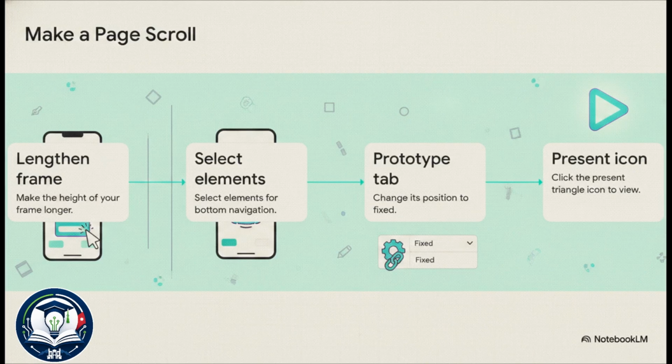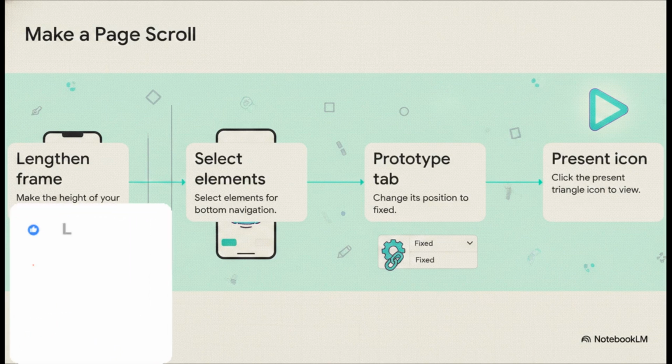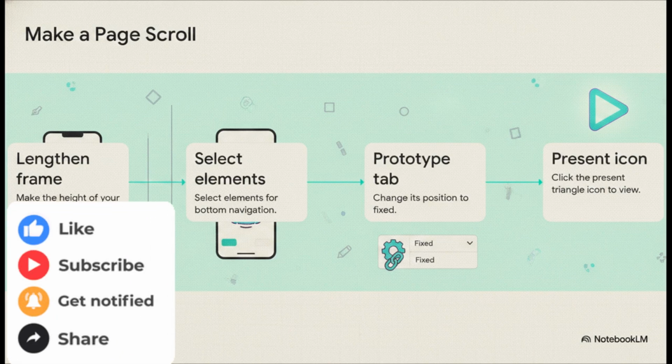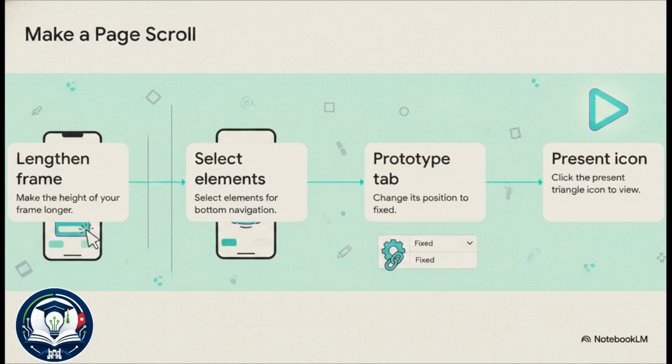First, simply make the height of your frame longer so there's actually content to scroll through. Next, grab those elements you want to stick to the screen, like your bottom nav. With those selected, look up to the top right of your screen and open the Prototype tab. You'll see an option for position. You're going to want to change that to fixed. Once you've done that, all you have to do is click the Present Triangle icon, which is also up there in the top right corner. Boom! You can now scroll through your page all you want, and that navigation bar won't even budge.